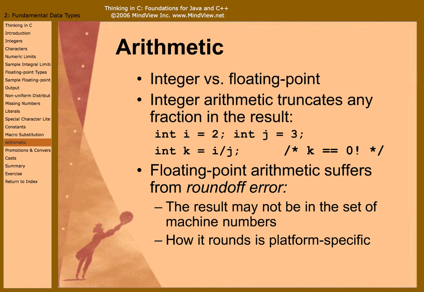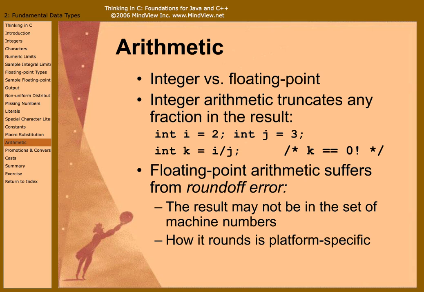There are two basic types of arithmetic in computing. One is integer arithmetic and the other is real or floating point. We've already seen an example of this. With floating point, you keep the decimal portion. With integer arithmetic, you don't. So for example, if I declare a couple of integers and divide them, I'm going to lose their fractional part. In this example, I've got i is 2 and j is 3. When I try to initialize k with i divided by j, well, that's 2 divided by 3, and that's going to be 0, because 2/3 is a fractional part and it gets dropped.